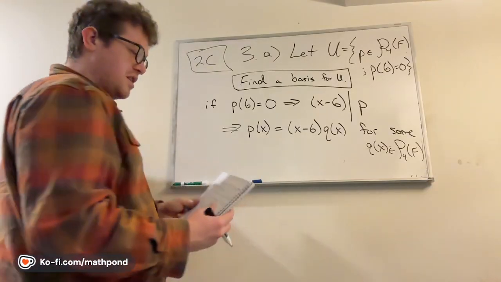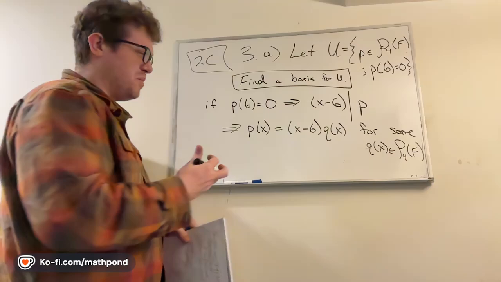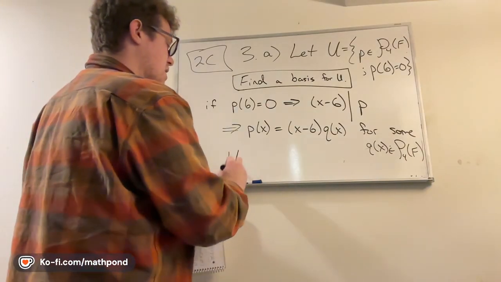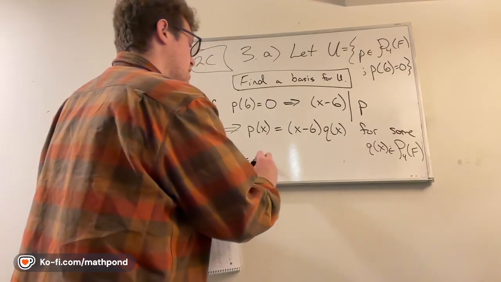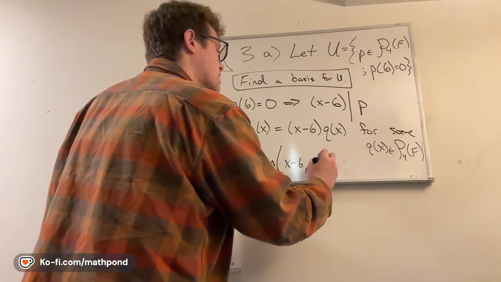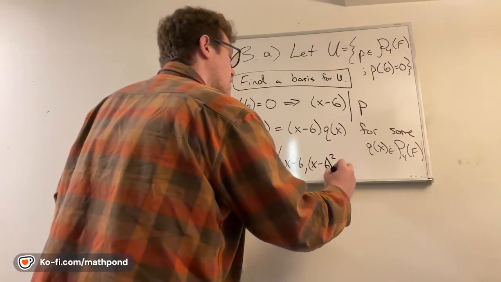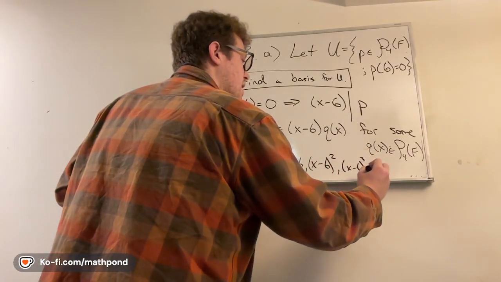So essentially, you need to do a little bit of work here. This is definitely not a full proof, but here we can say that a basis for U is the span of x minus 6, (x minus 6) squared, (x minus 6) cubed, and (x minus 6) to the 4th.